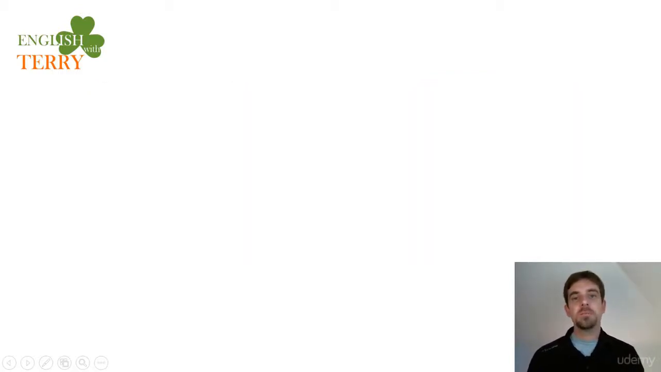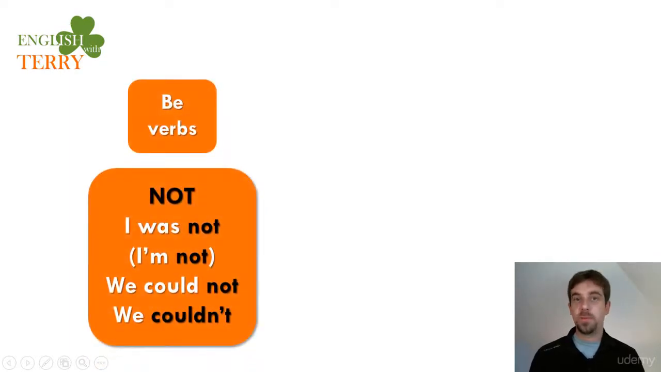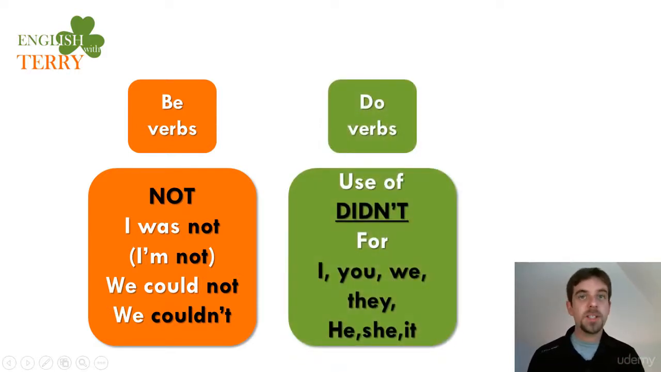So, the basic rules of past tense verbs: when do we use didn't, and when don't we? With the verb to be in the past, and can, or to be able in the past, could, we use not. With all the other verbs in the English language, we use didn't. In the present tense, we use don't for I, you, we, they, and doesn't for he, she, it, but didn't is for all of them. So it's all the same with didn't.